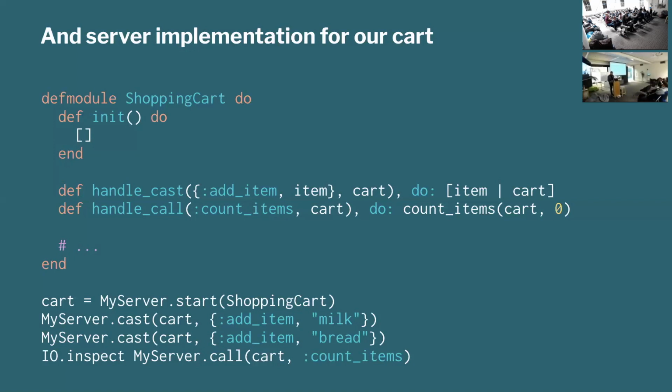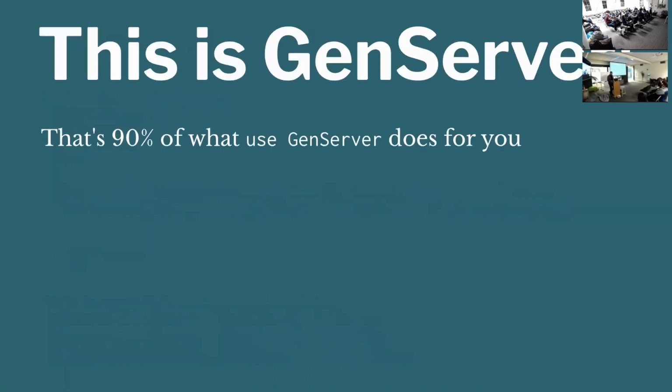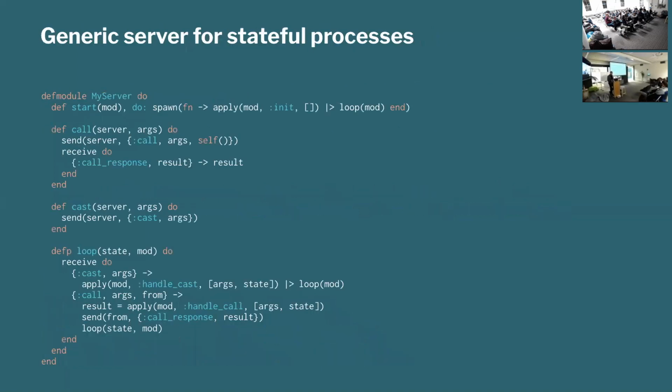So to use it, we use our myServer module, and we give the shopping cart as the callback. And then we can use myServer cast for adding milk, myServer cast for adding bread again, then myServer call to get the count of the items. And that is basically what GenServer is. So whenever you see GenServer, it's essentially that under the hood. Like that's what GenServer is.